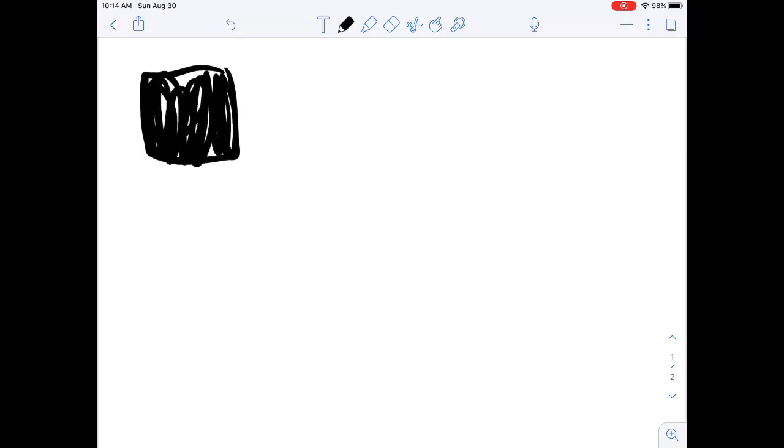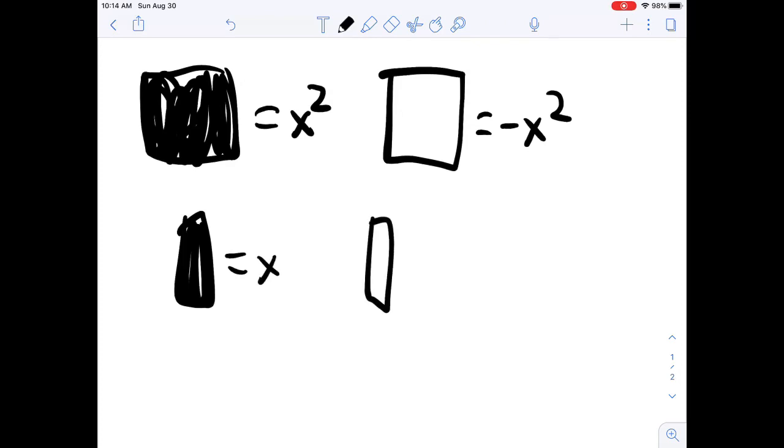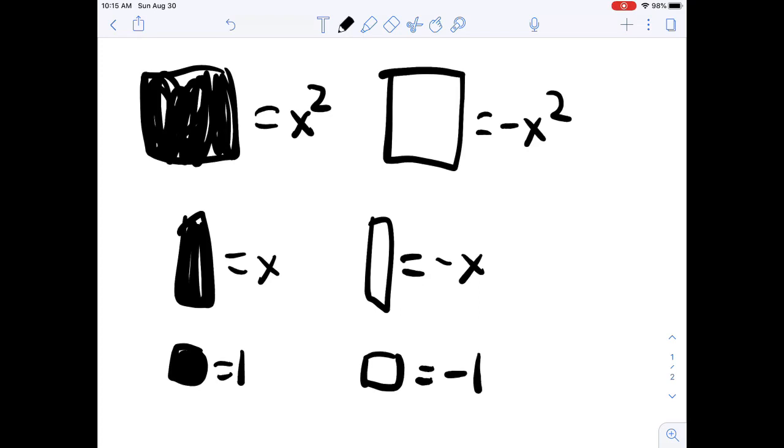And we can use algebra tiles to model out these polynomials. So one big square shaded equals x squared, one unshaded big square equals negative x squared. One rod shaded equals x. One unshaded rod equals negative x. One shaded small square equals 1. And one unshaded small square equals negative 1.